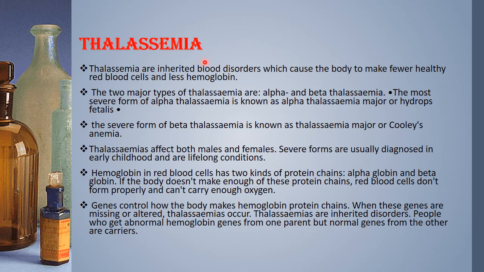بالماينر ثلاسيميا, those types of patients usually do not have any manifestation. They are conducting their own life within normal. While the most common problem is related to those types of patients who have major thalassemia. The most severe form of alpha thalassemia is known as alpha thalassemia major or hydrops fetalis. Severe form of beta thalassemia is known as thalassemia major or Cooley's anemia.